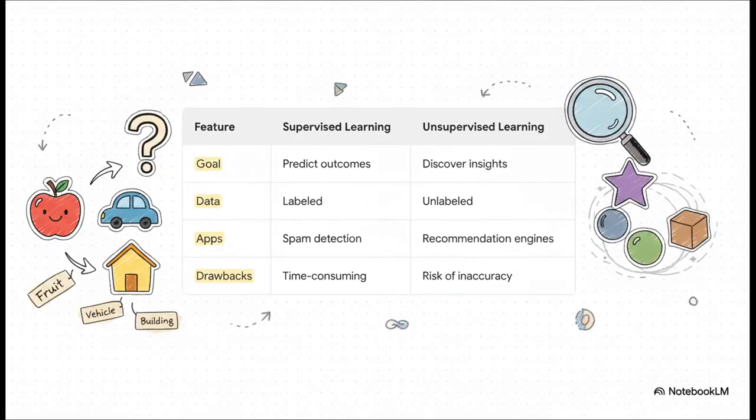Okay, so let's break this down. When you look at their goals, the teacher is all about predicting outcomes we already know how to define. The explorer, though, it's just looking for any interesting hidden insights. The data they use is the real game changer, labeled versus unlabeled. Supervised is awesome for things like spam detection, but man, labeling all that data can take forever. Unsupervised is perfect for recommendations, but the results can be a little less precise because there's no human guide.